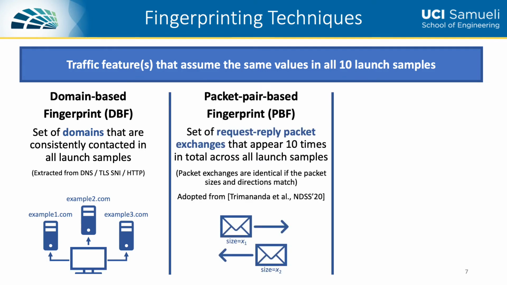The second type of fingerprint we consider, we refer to as packet pair-based fingerprints, or PBFs for short. The basic idea here is to identify request-reply packet exchanges where the packet sizes and the packet directions are consistent across launch samples. This technique stems from our prior work, where we found it to be successful at fingerprinting events on IoT devices.